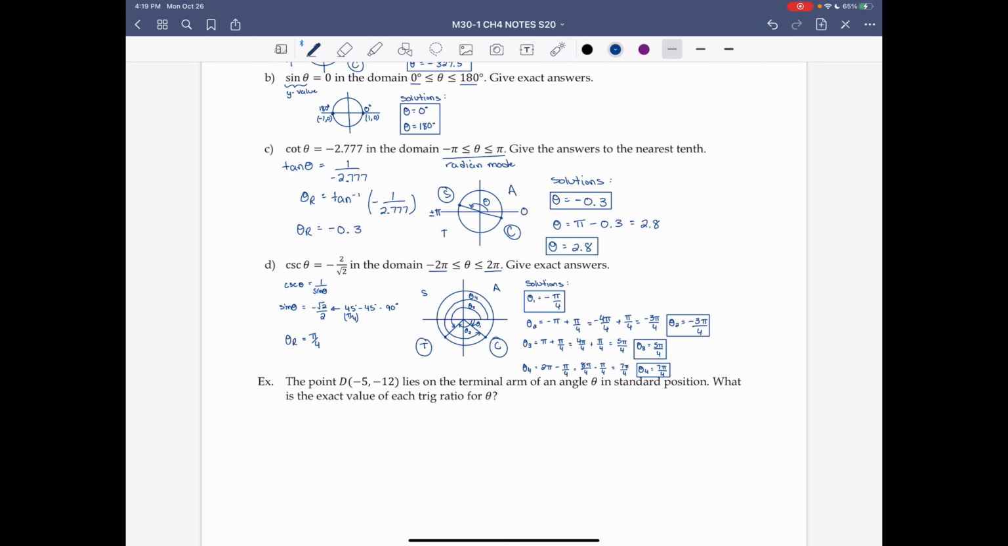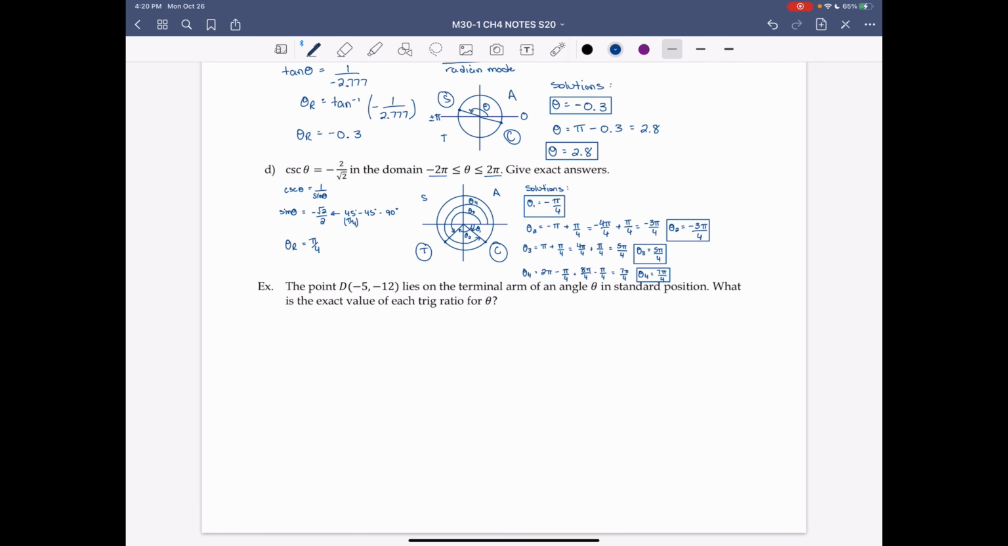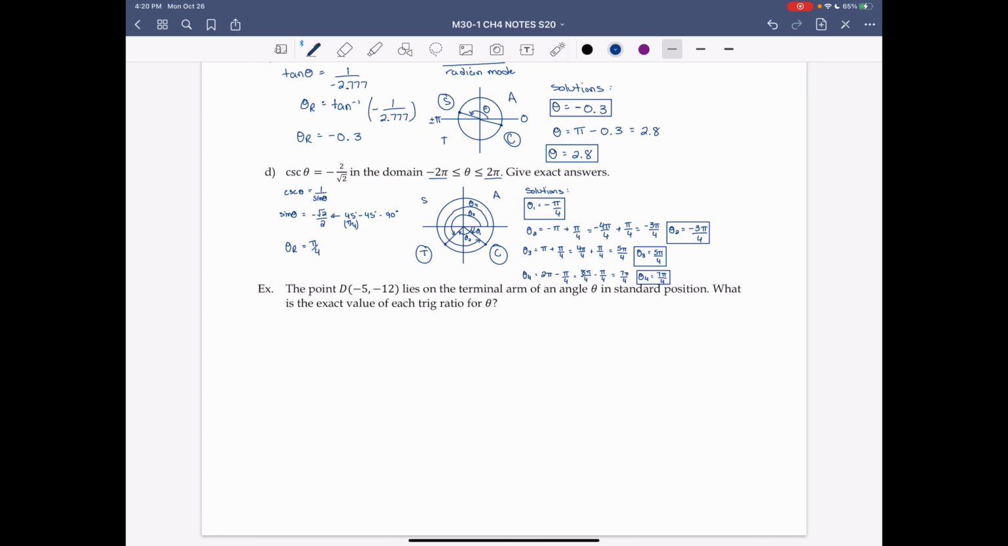Last example, the point D, negative 5, negative 12, lies on the terminal arm of angle theta in standard position. What is the exact value of each trig ratio for theta? So this point is not on the unit circle. It does not say anywhere that it's on the unit circle. Let's draw our axes. I have negative 5, let's say that's here, for the x value, and then negative 12, let's say that's here for the y value.